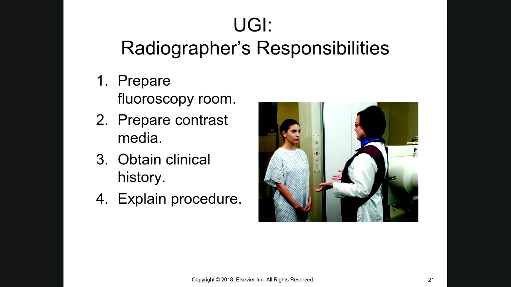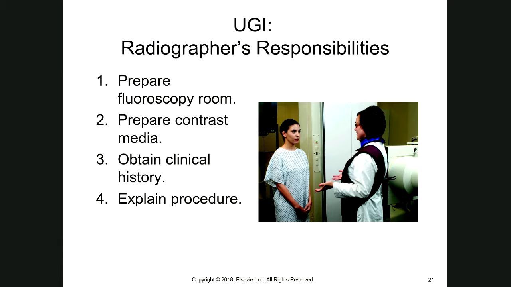All right, what are our duties when we do an upper GI? We have to prepare the fluoroscopy room, prepare the contrast media, get a clinical history on the patient, and explain the procedure to the patient. Now, like I've said before, this is not any different than anything else we do, because we always have to prep the room. We have to get anything we need necessary ready. We always have to get a clinical history, and we absolutely should explain the procedure to the patient.